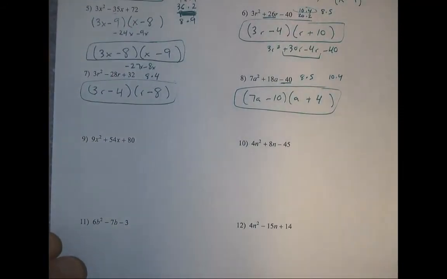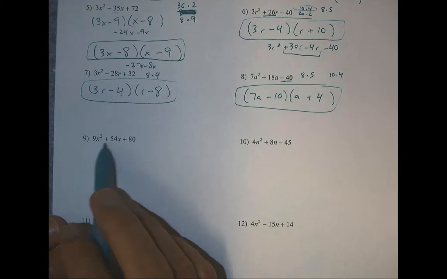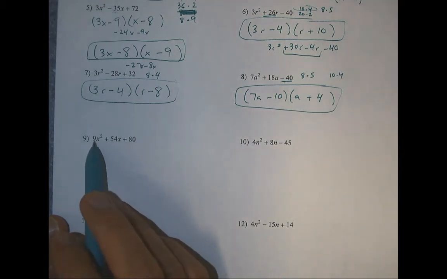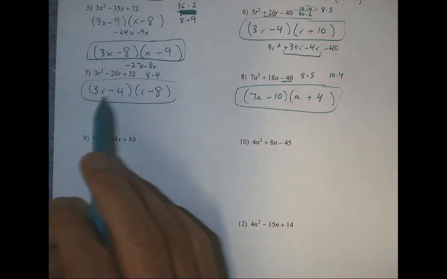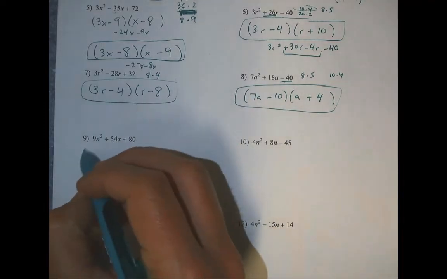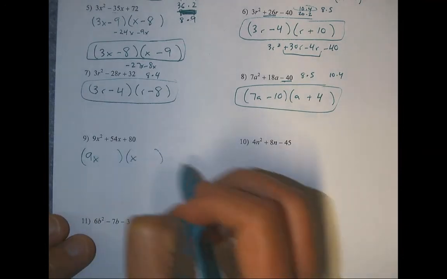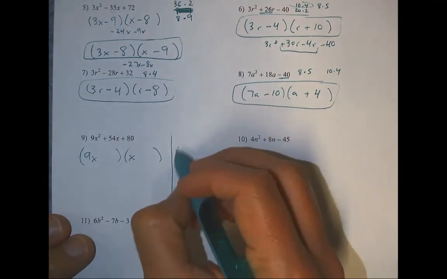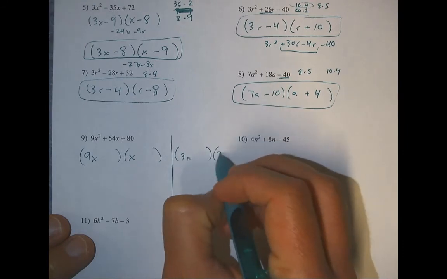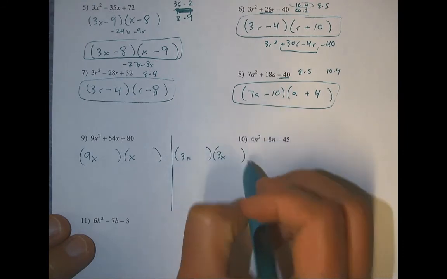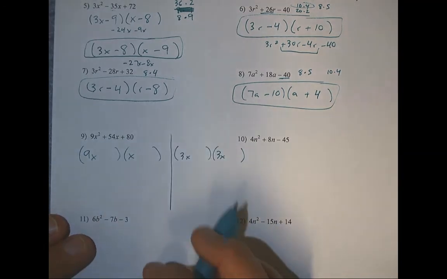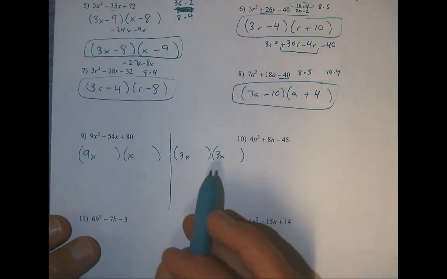All right, here's where we start to get a little tricky now because we have to go through trial and error, and we don't know with a 9 if it's 9 and 1 or if it's 3 and 3. So up here we knew it was 3 and 1 and 7 and 1. But here we could have a 9x and an x, but we could also have a 3x and a 3x. And both of those will get me back to 9x squared. So I've kind of just got more combinations to work through here.